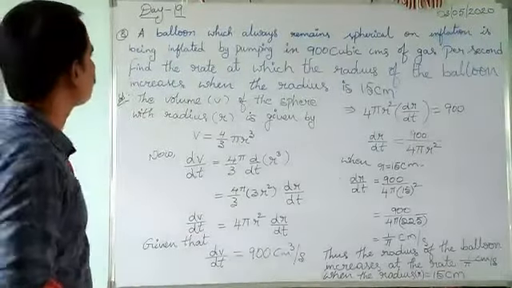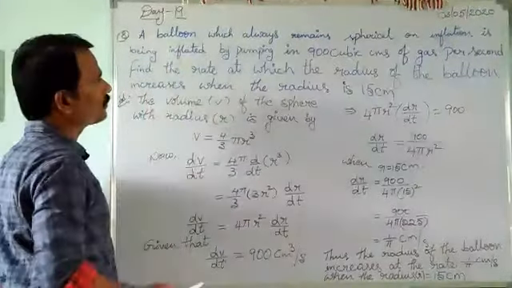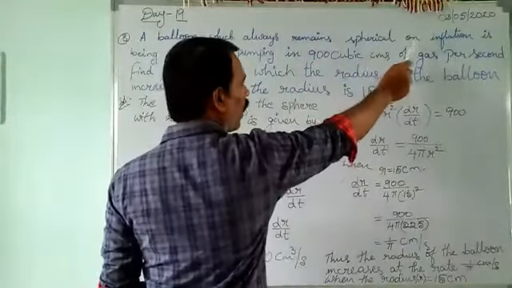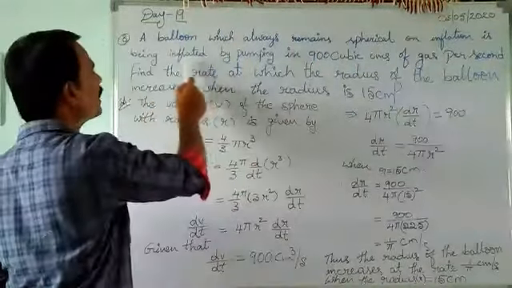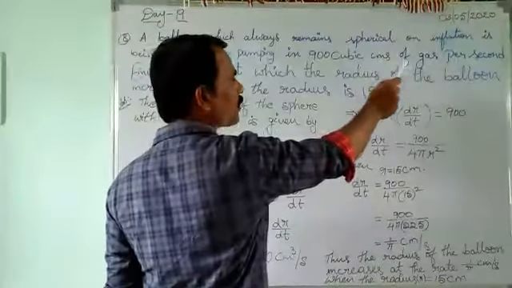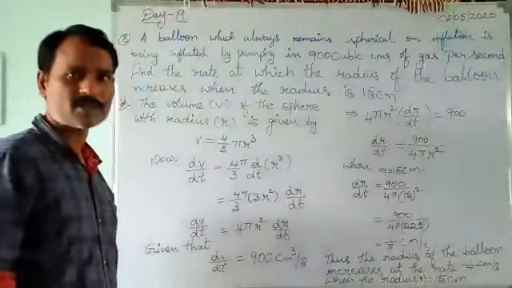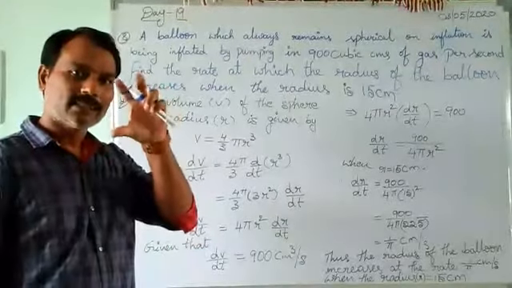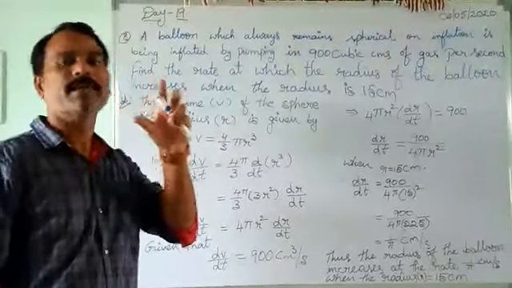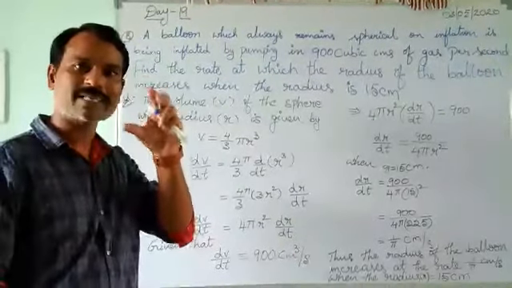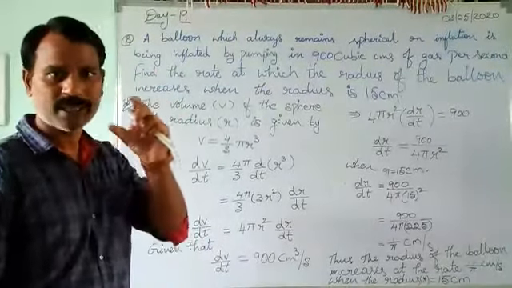What is given here? A balloon which always remains spherical on inflation is being inflated by pumping in 900 cubic centimeters of gas per second. That means we are pumping gas into the balloon. It comes in a spherical shape, which means the object we should consider as a sphere. The object is a sphere.